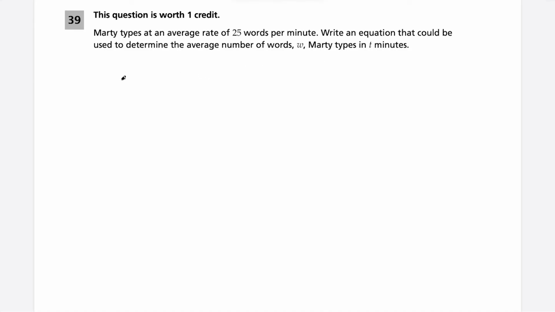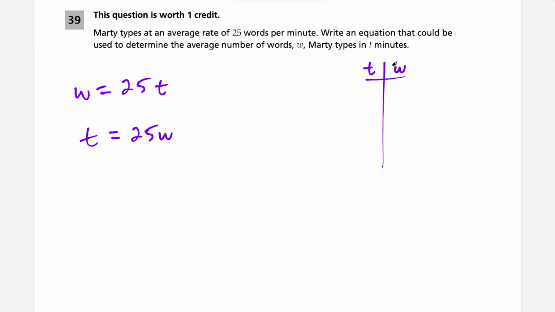Now, for a question like this, students will struggle with where to attach the 25. They're going to say, is it W equals 25T? Or is it T equals 25W? And if you're unsure of which one it is, what you could do is investigate a little. So you can make a table over here with T and W. T is the number of minutes, and W is the number of words, the average number of words that Marty could type. So let's say 0 minutes goes by, then Marty types 0 words.